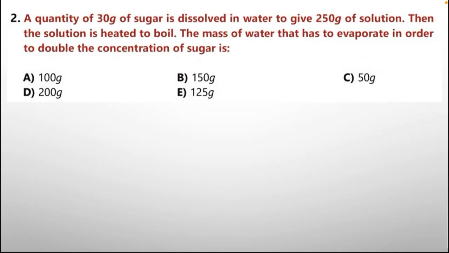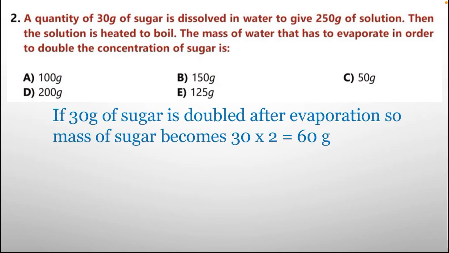Moving on, question number 2. A quantity of 30 grams of sugar is dissolved in water to give 250 grams of solution. Then the solution is heated to boil. The mass of water that has to evaporate in order to double the concentration of sugar is. Options: A, 100 grams, B, 150 grams, C, 50 grams, D, 200 grams, E, 125 grams.